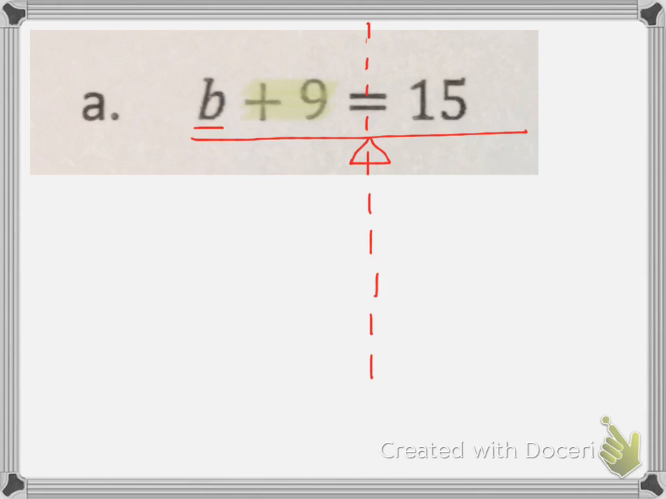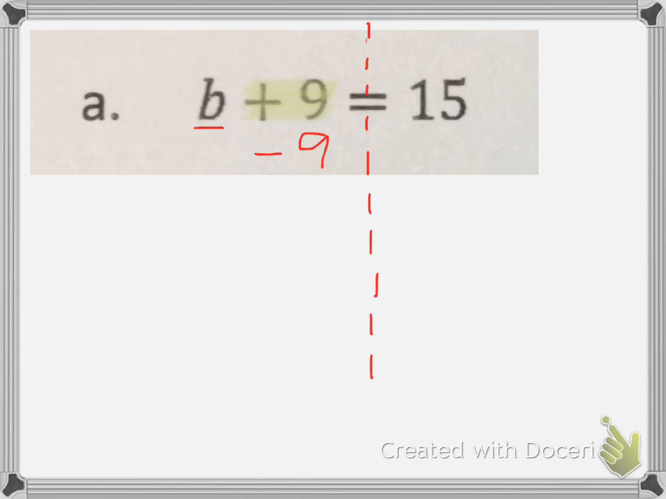So here's what I'm trying to accomplish here. Remember, our goal is to get B all by itself. And we've already established that this add 9 is a problem. It's not allowing B to be all by itself. So how can I undo addition? Well, we do the opposite of addition, and that is subtract.